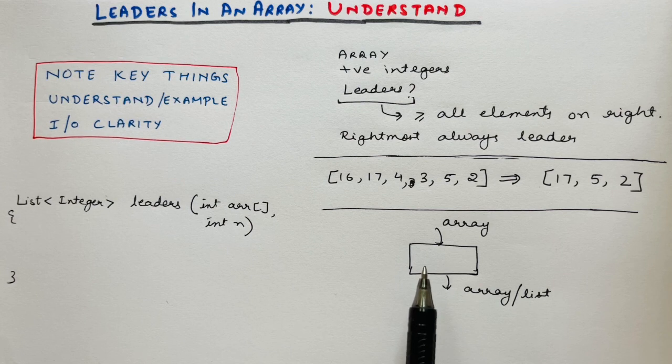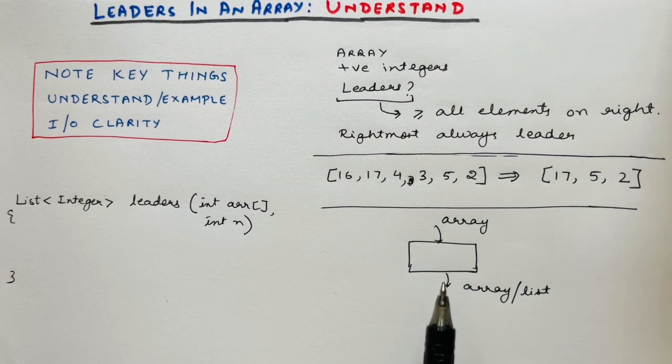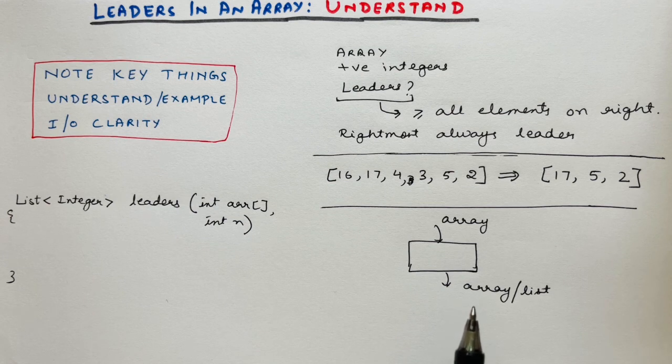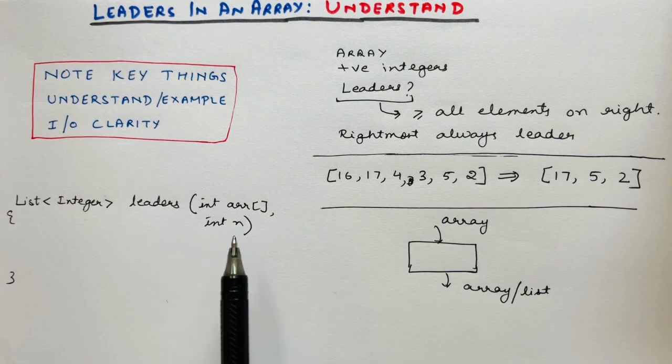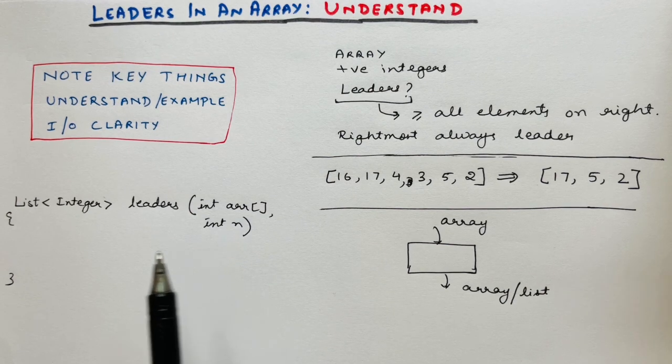Now if we consider our solution as a black box, we are taking input as an array and returning output also as an array or a list. So what will our function signature look like? Our function will take basically an array and its size and will try to return a list of integers back.